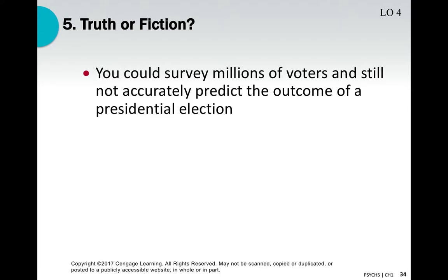Okay, so let's put this to work. Truth or fiction: you could survey millions of voters and still not accurately predict the outcome of a presidential election. True or false? The answer is true. In fact, this happens a lot of times. It happened with the last presidential election. There were so many polls and exit polls that thought they were going to accurately predict the outcome of the presidential election, and most of those prognostications and predictive models were wrong because other factors are at play.